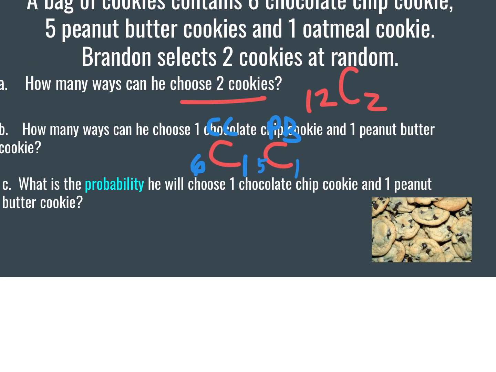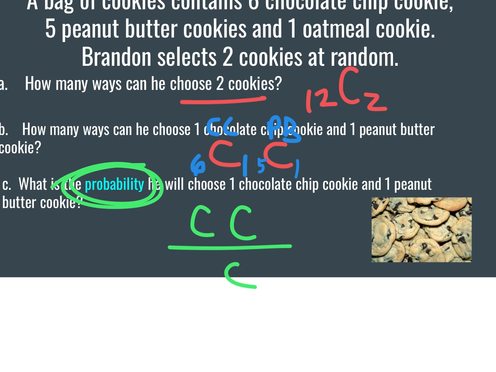For this question, hardest of them all, CC over C. It's not incredibly hard now. We already did the top. We already did the bottom. You just got to put them all together. Savage, what's the top? Exactly. So it's 6C1 and 5C1 over, I think it's 12C2, isn't it? The other thing we figured out.